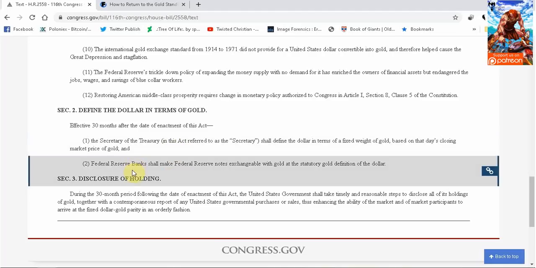So let's say this bill was enacted tomorrow. By the end of 30 months, the dollar, which would be a gold-backed dollar, backed by a percentage of gold, shall be defined in terms of a fixed weight of gold. So what's going to happen during this time period? In my past videos we discussed when the gold standard is going to be announced. Is it going to be announced at the time of the dinar, at the beginning of the global currency reset? Is it going to be announced later?